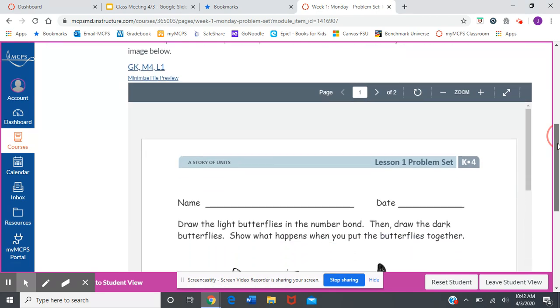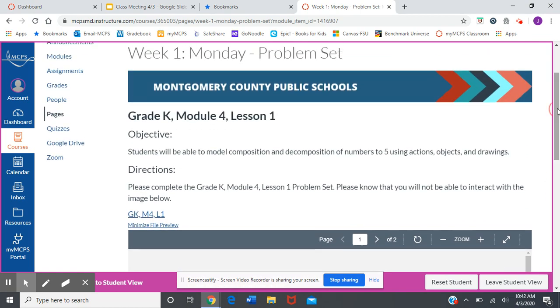This is what the students will want to have done before we meet on Monday. It would be great if they could have their paper with them for our meeting on Monday so that we can go over the problems together.